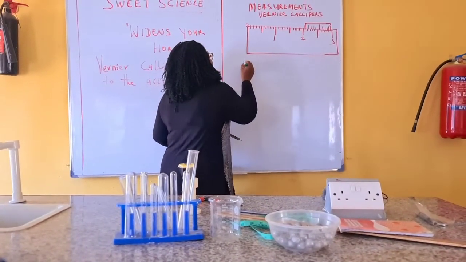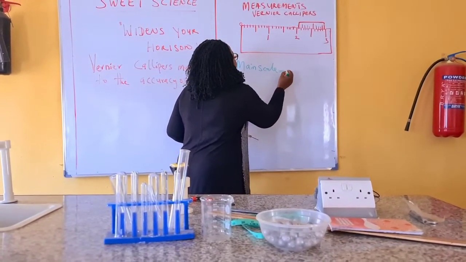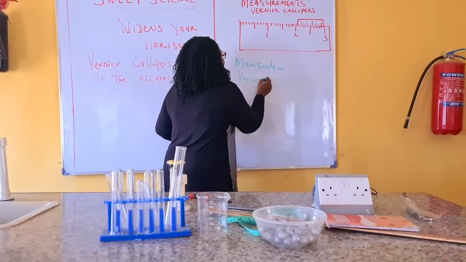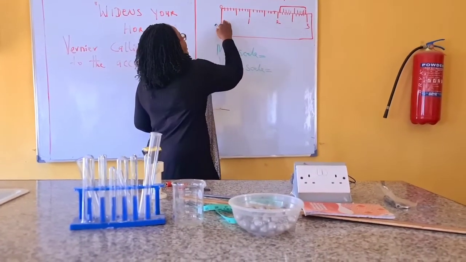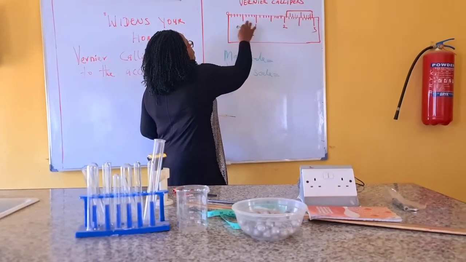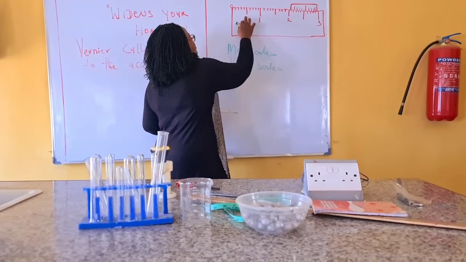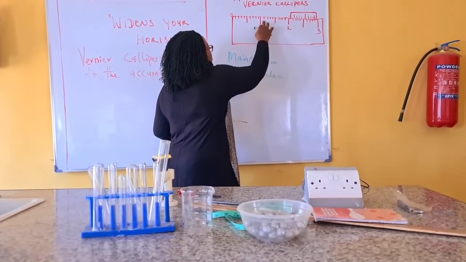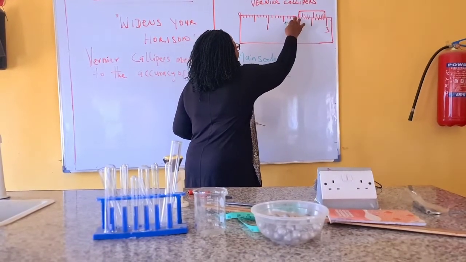0.1. So you have to write main scale. You write main scale, and then you also write vernier scale. Now from 0 to 1, you have 10 small divisions: 0.1, 0.2, 0.3, 0.4, 0.5, 0.6, 0.7, 0.8, 0.9, 1, 1.1, 1.2, up to 1.9, and this is 2.